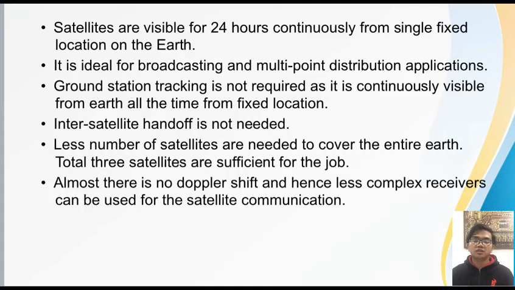A smaller number of satellites is needed to cover the entire Earth. Only 3 satellites are sufficient for the job. There is almost no Doppler shift, and hence a less complex receiver can be used for satellite communication. Then the next slide is the disadvantages of geostationary orbit.